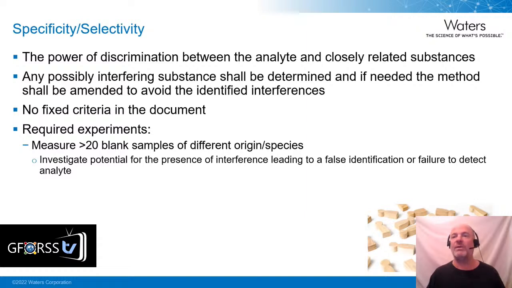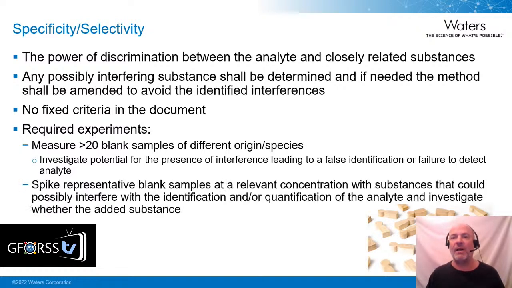And then we just simply look for the presence of a peak that could be misidentified or misdetected as our analyte. And then the other experiment we would do is we would take a representative blank sample and we would spike with lots of different substances that could possibly interfere with the identification or quantification of the analyte.